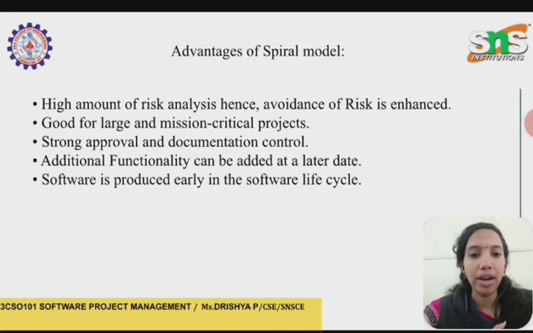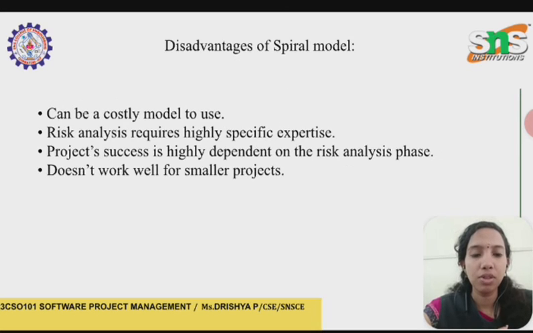Then there are some advantages of the spiral model: a high amount of risk analysis, so avoidance of risk is enhanced; good for large and mission critical projects; strong approval and documentation control. Additional functionality can be added at a later date. Software is produced early in the software lifecycle. These are the advantages of the spiral model.